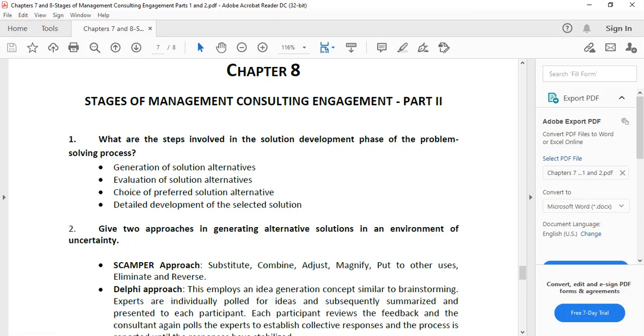After that, we evaluate whether those solution alternatives are going to be workable or doable or feasible for the company. Then the choice of preferred solution alternative should be formulated at the end after evaluating the particular solutions generated. Then after the chosen alternative, we do the detailed development. So these are normally the steps in developing the solutions, whatever they will be.